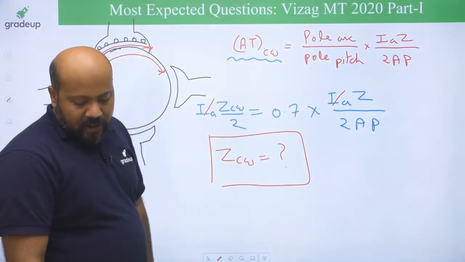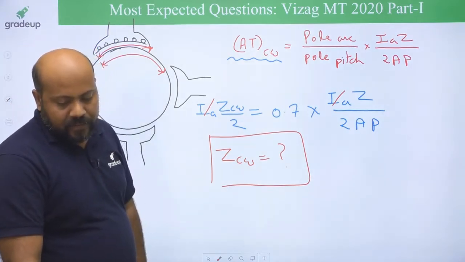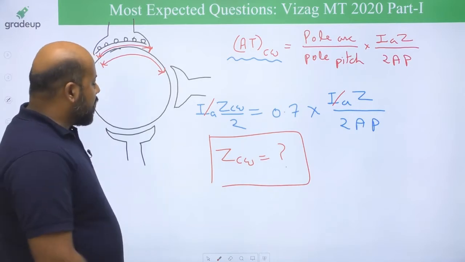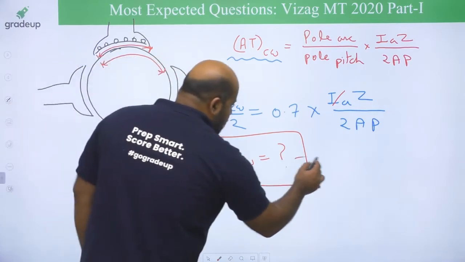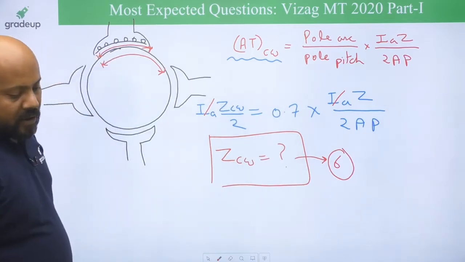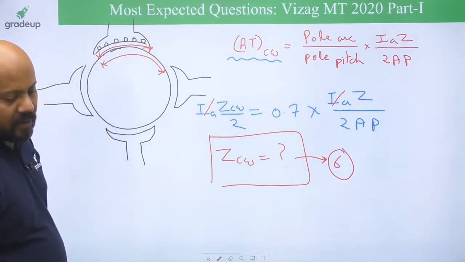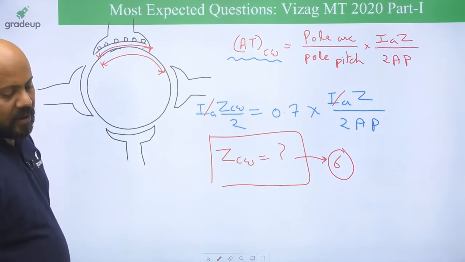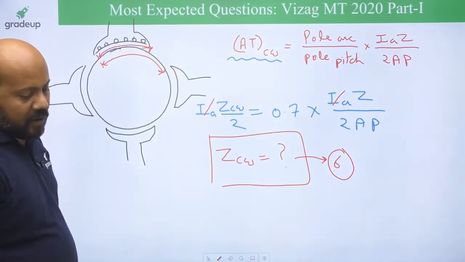And what is the answer you are getting? Let me just give you. Approximately you will be getting 6 as the answer. You can confirm it back at your home. Everybody is getting that?